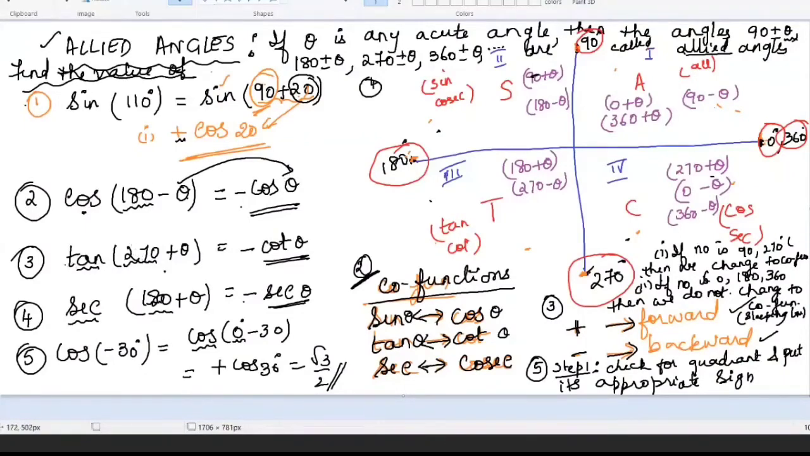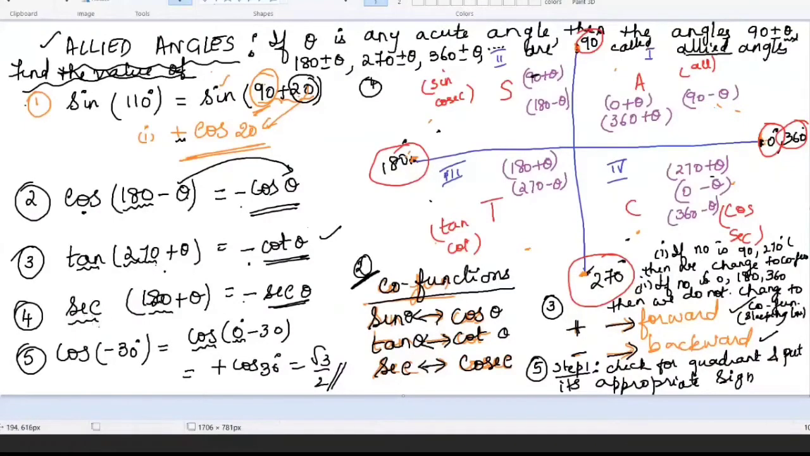Third one, tan of 270 plus theta. 270 plus, where is it? Fourth quadrant. In the fourth quadrant tan is negative, so write the sign minus. 270 lies on the y-axis, the standing line, so I change to cofunction. So that is equal to minus cot theta.